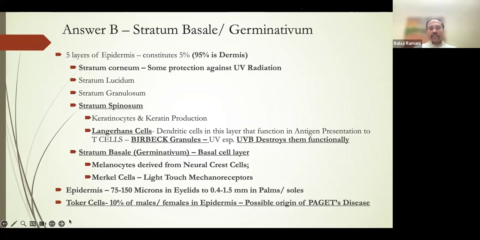Now, what are these Toker cells significant for? They are possibly theorized to be the origin of Paget's disease. We saw Paget's disease when we were discussing the breast malignancies. In Paget's disease, we know that it starts from the basal cell layer, and then you have epidermotropism. You have the large PAS positive Paget cells that go up into the various layers of the epidermis, these PAS positive large clear cells containing glycosaminoglycans. So the origin is supposed to be from the Toker cells.